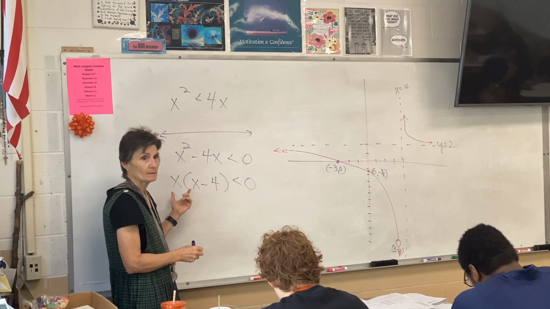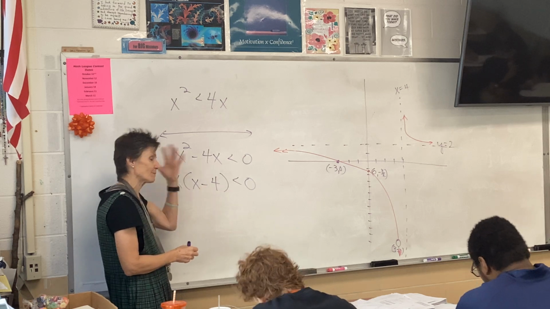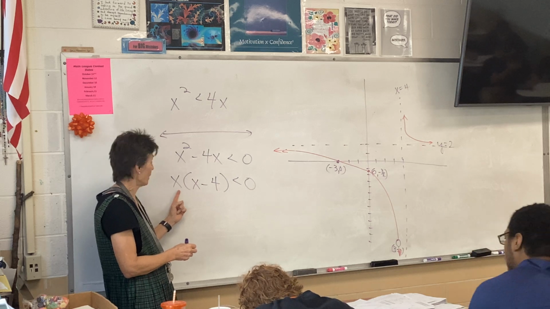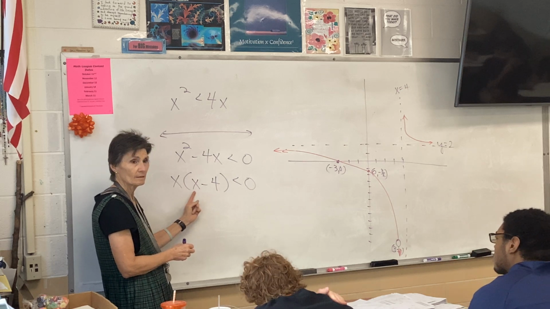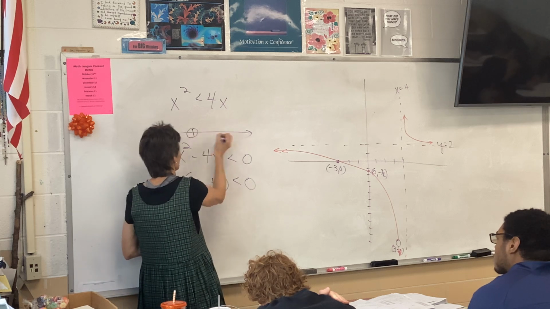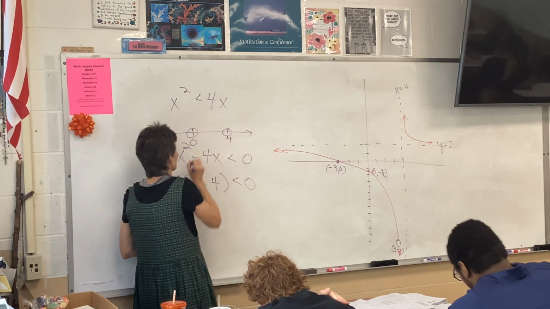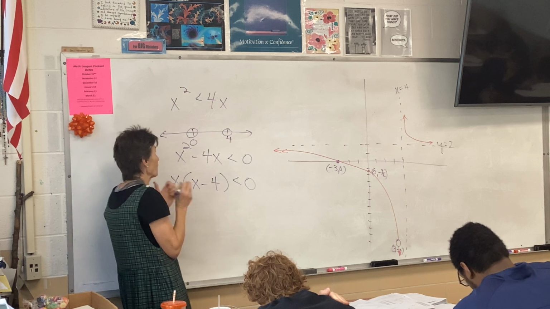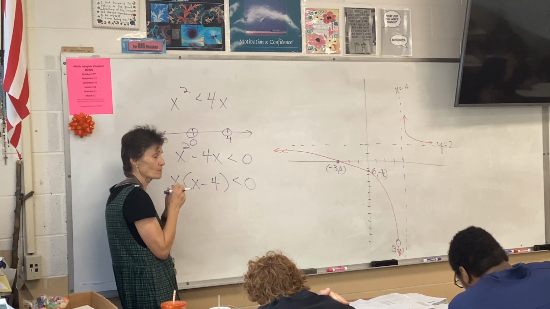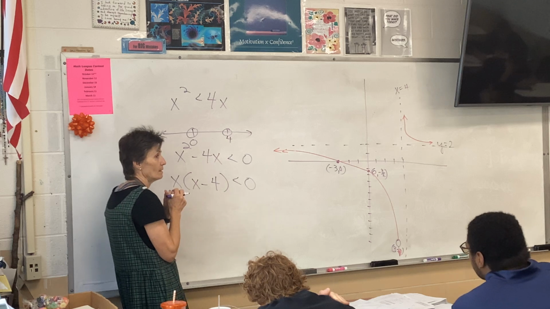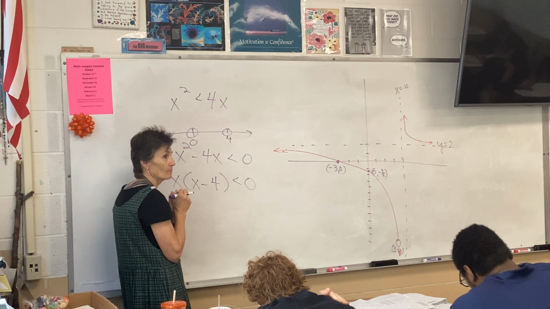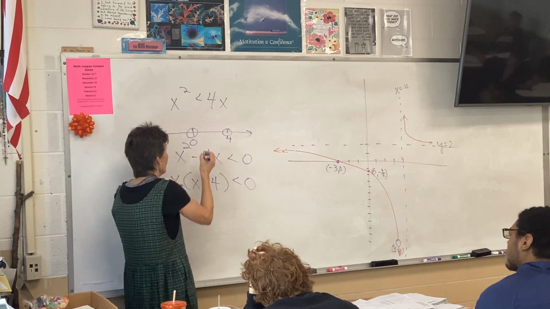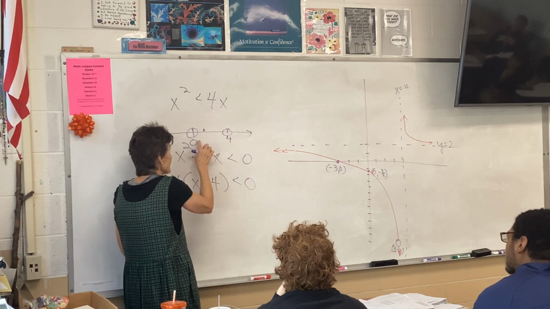Right? Now where do the zeros go? Or the dots? Where do the dots go? The dots go at 0 and 4. And they are open dots. And now I'm going to figure out where to shade. So it's what we were talking about earlier. Pick a number. 1. Doesn't matter what number you pick. 1. Now 1 is in here.